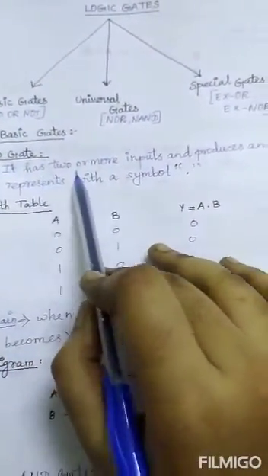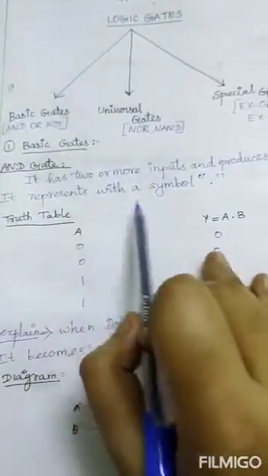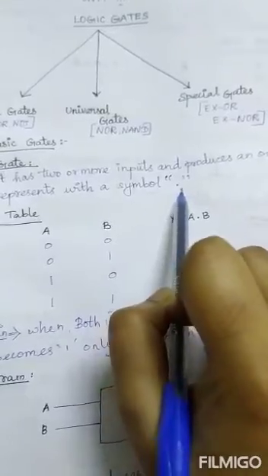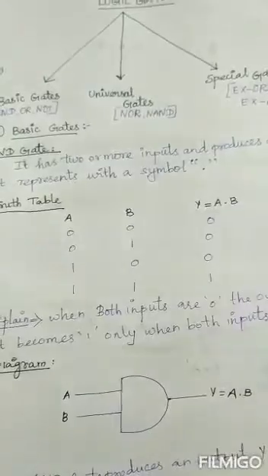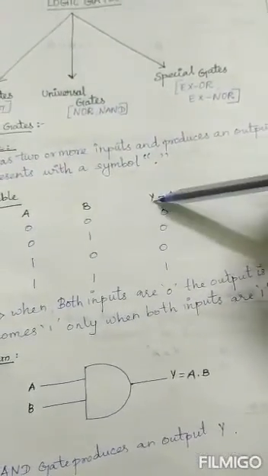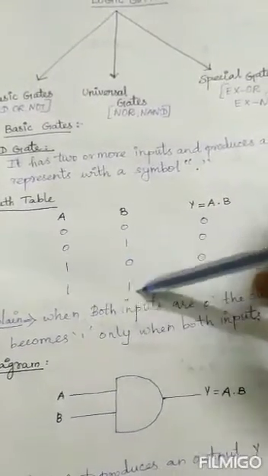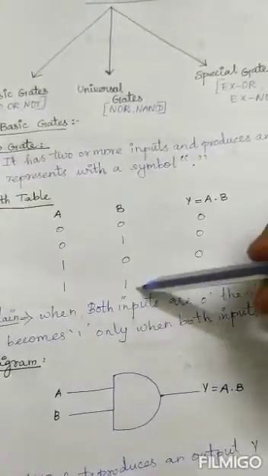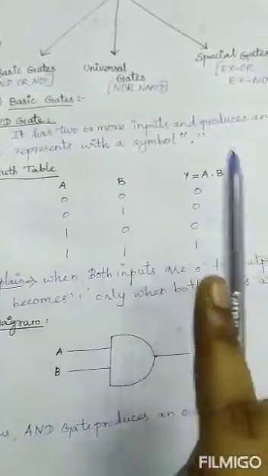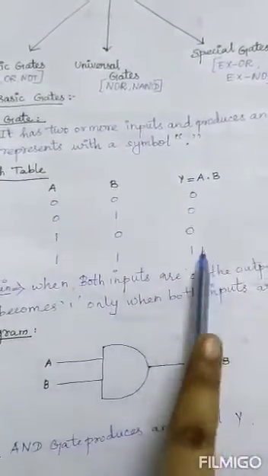It has two or more inputs and produces an output. It is represented with the symbol dot operator, which means multiplication. Truth table, A B. It may be two or more inputs, but it will produce a single output, represented as Y. 0 0, 0 1, 1 0, 1 1. 0 cross 0 is 0. Anything multiplied with 0 is 0. 1 cross 1 is 1. To find the output easily, we can use this dot operator.